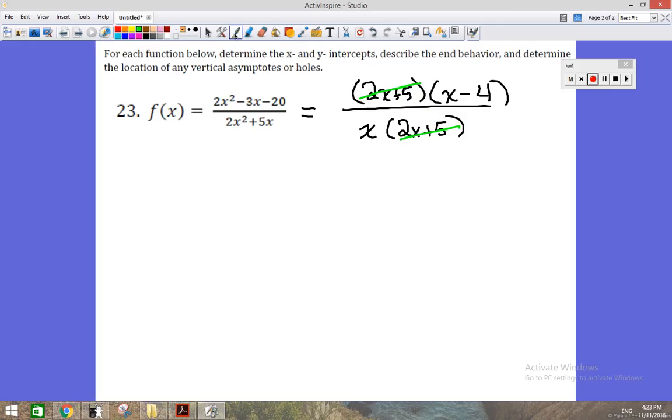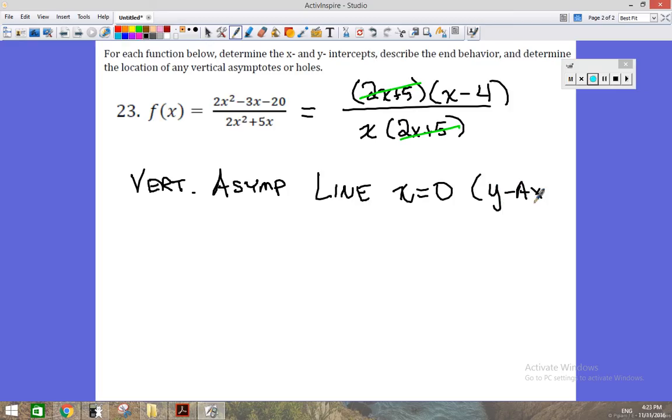we have a vertical asymptote. It's the line x equals 0. Well, that's more commonly called the y-axis. Now, that's the only vertical asymptote that it had, just one vertical asymptote. When these factors canceled, it created a hole in the graph. We want to give the location of that hole.